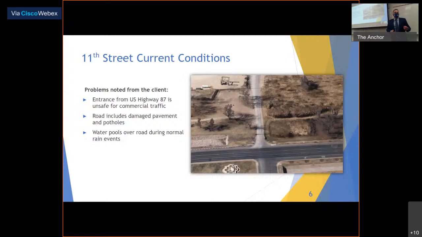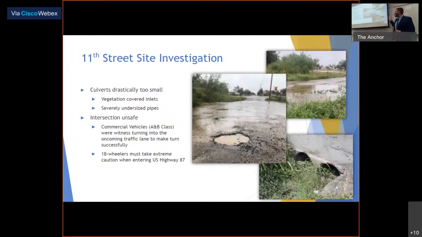We were actually able to see these at the beginning of September, and we were able to witness and take pictures of the event. We believe this is because of the undersized culverts that exist presently, as well as some years of maintenance that hasn't been done on the road.